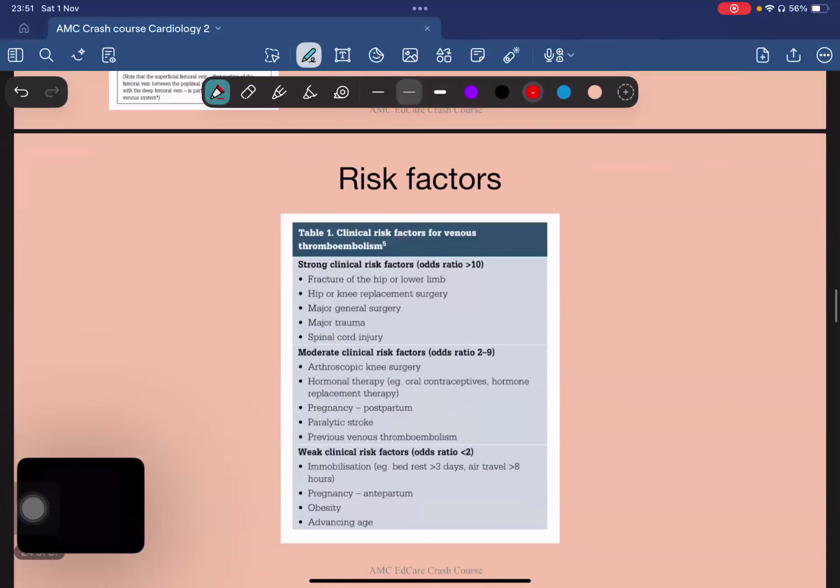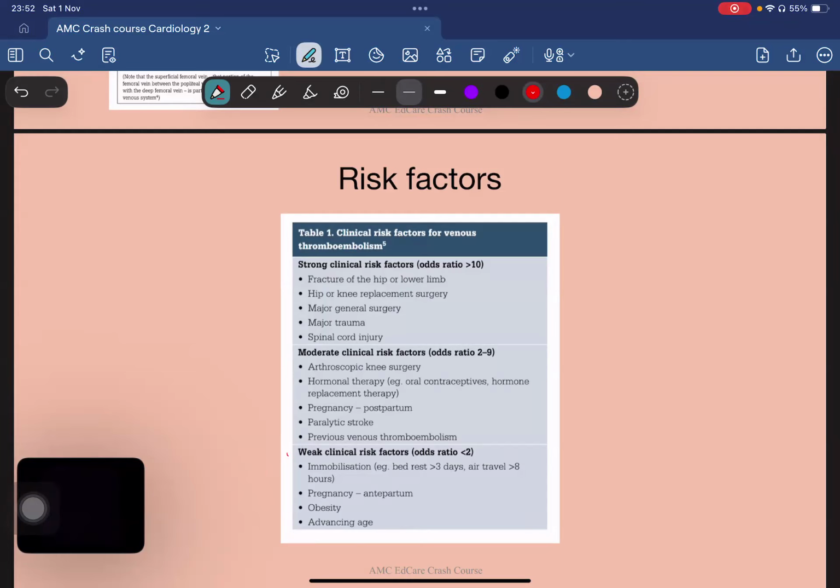This is again directly from the guidelines I took. So, when it comes to the risk factors, it helps us to remember it easily if we divide the risk factors into categories. So, I would say strong clinical factors, moderate, and weak. Remember these strong ones: a fracture of the hip or lower limb, very specific about that, hip or knee replacement surgery, major general surgery, major trauma, spinal cord injury.